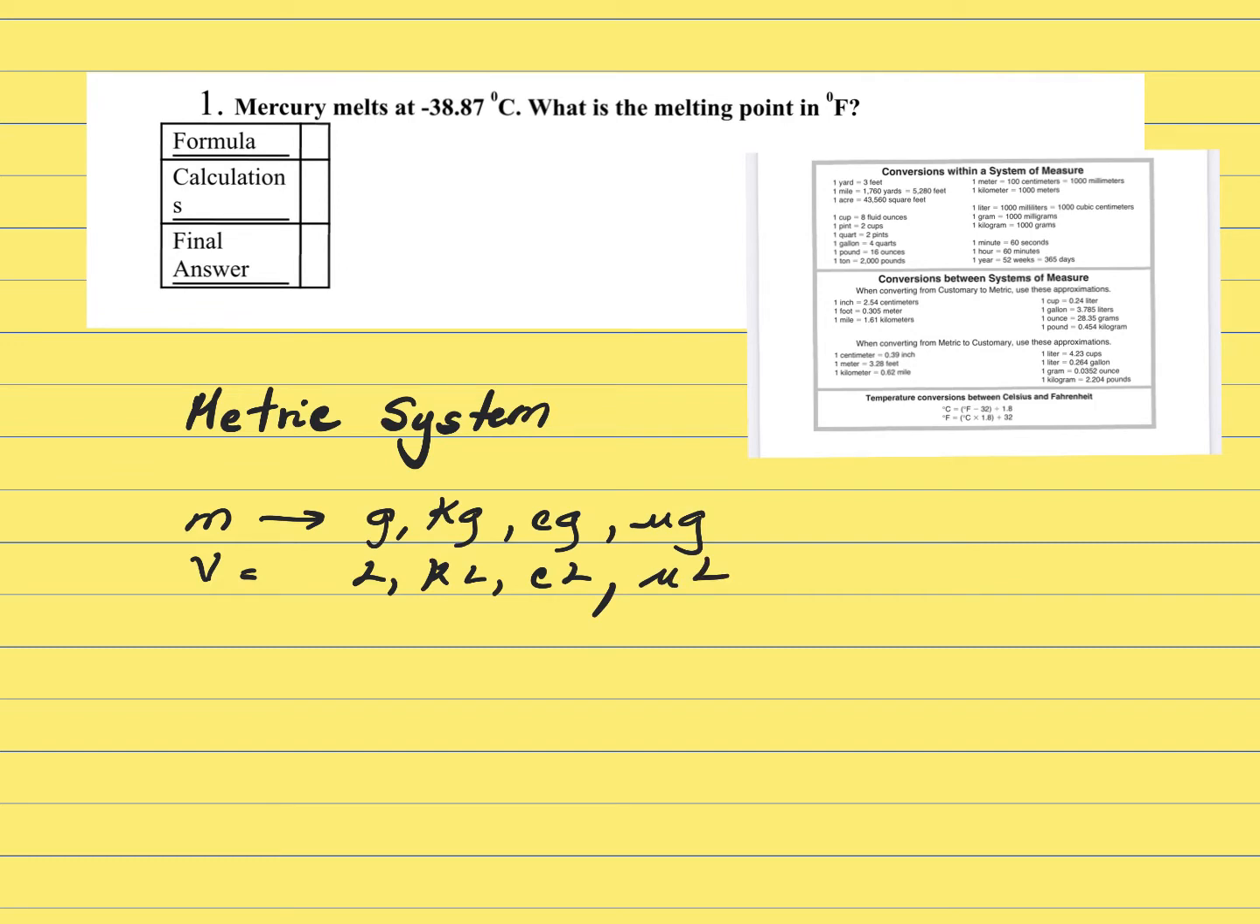And you know that length is gonna be expressed in meters, kilometers, centimeters, or micrometers, okay? Now, but temperature is another property of matter, or is another measurement that you're gonna be taking in the chemistry class. And in the metric system, temperature is expressed in Kelvin.